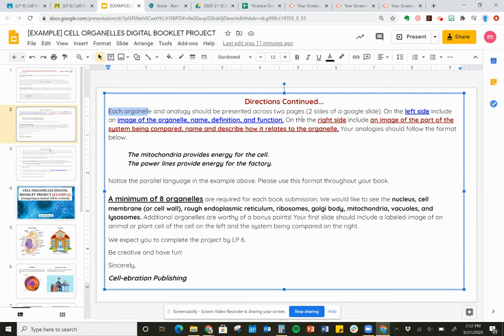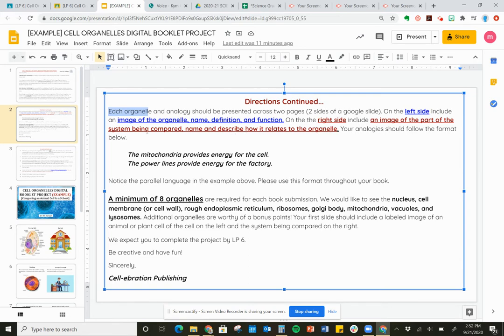Each organelle and analogy should be presented across 2 pages or two sides of a Google slide. On the left side, include an image of the organelle. So these are the 4 things you're going to need on the left side: an image of the organelle, the name of the organelle, a definition of the organelle, and the function of the organelle. And then on the right side, you're going to include an image of the part of the system you are comparing it to, the name of that part, and then you're going to describe how it relates to the organelle.